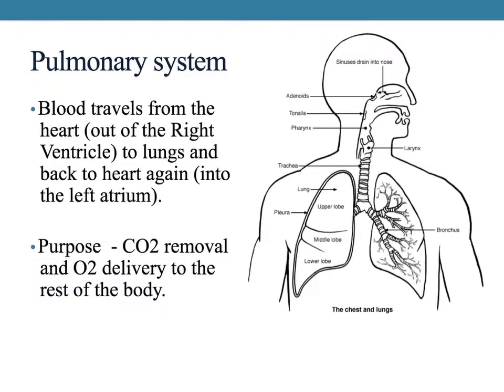So the pulmonary system, blood travels from the heart, the right ventricle to be precise, to the lungs and back to the heart again into the left atrium. The purpose of the pulmonary system is carbon dioxide removal and oxygen delivery to the rest of the body.